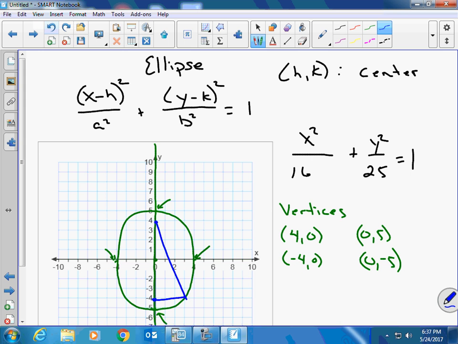It'll always be the same distance away. This distance plus this distance, plus this distance. They're all the same. And that length happens to be 2a. What is A? A is the distance from my vertex on the major axis to my center. That's A. Remember what I said, we don't have to be picky about which one is A. This could be A or this could be A.